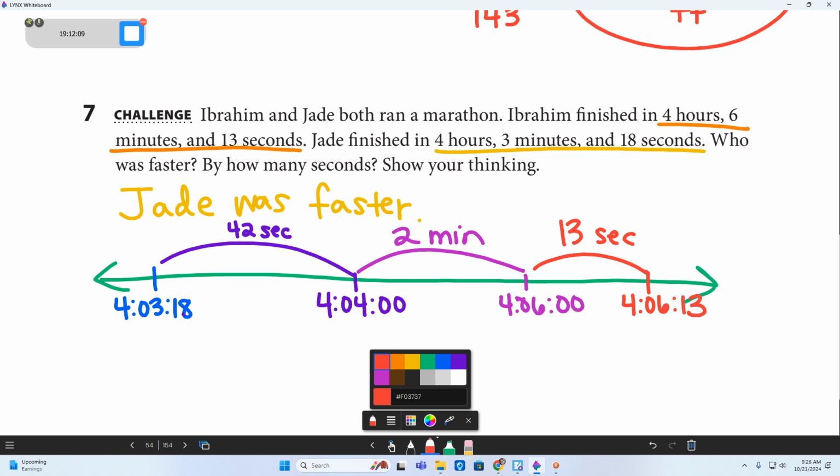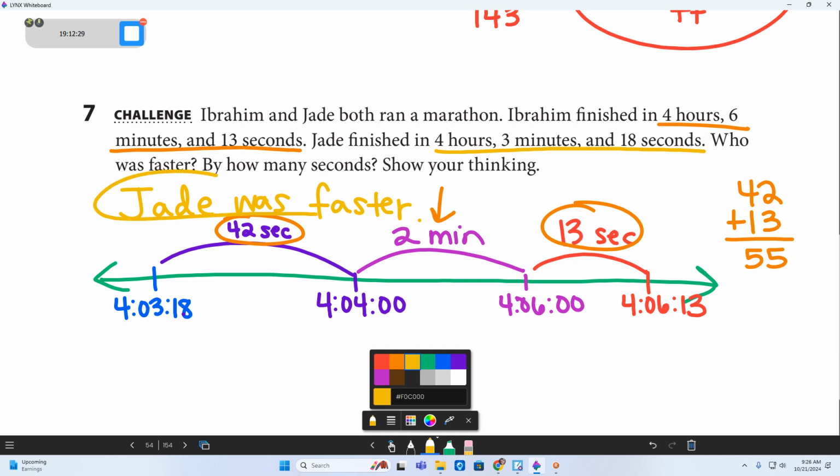So I jumped up, let's see, I need to add 42 seconds and 13 seconds first to get 55 seconds, plus I have these 2 minutes. So Jade was faster is my first answer. And by how much? She was faster by 2 minutes and 55 seconds.